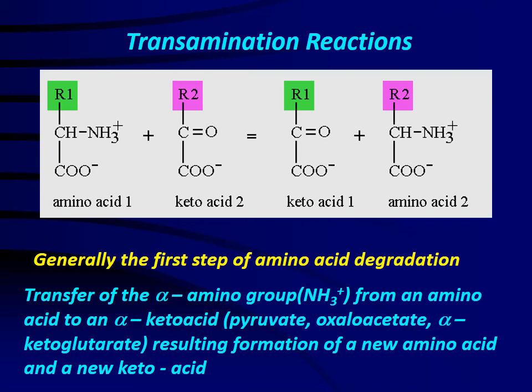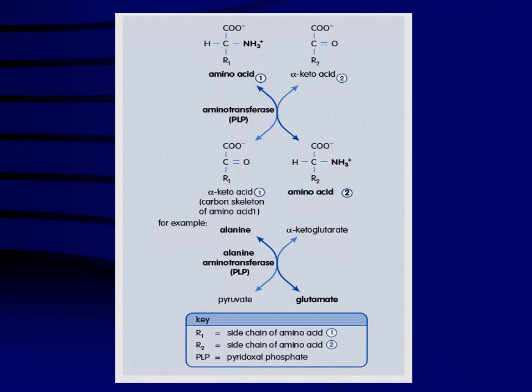Transamination reactions. Generally, it is the first step of amino acid degradation. Transfer of the alpha amino group from an amino acid to an alpha keto acid, resulting in formation of a new amino acid and a new keto acid. Transamination reactions are reversible and catalyzed by aminotransferase enzyme, which requires pyridoxal phosphate as cofactor. Pyridoxal phosphate is derived from vitamin B6.